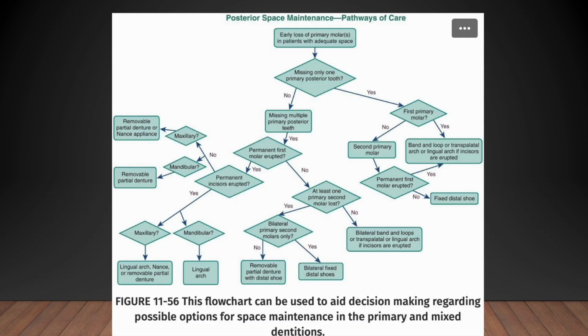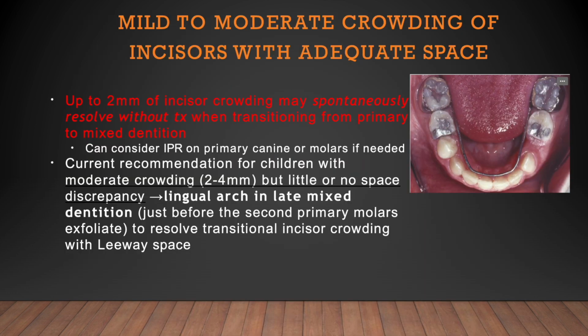Now here's a flowchart that you can take a look at and pause if you like, and it can be used to aid in the decision whether space maintenance in the primary or mixed dentition is needed. And now we're going to talk a little bit about mild to moderate crowding of incisors when there's adequate space. Up to 2 millimeters of incisor crowding may spontaneously resolve without treatment when transitioning from primary to mixed dentition, and you do not need to worry about that. What you can do is consider some IPR on the primary canines or molars to give you a little bit of space in order for those anterior teeth to align on their own.